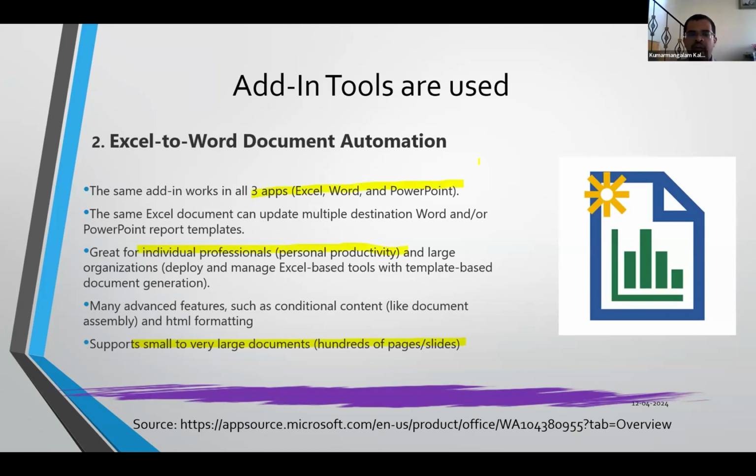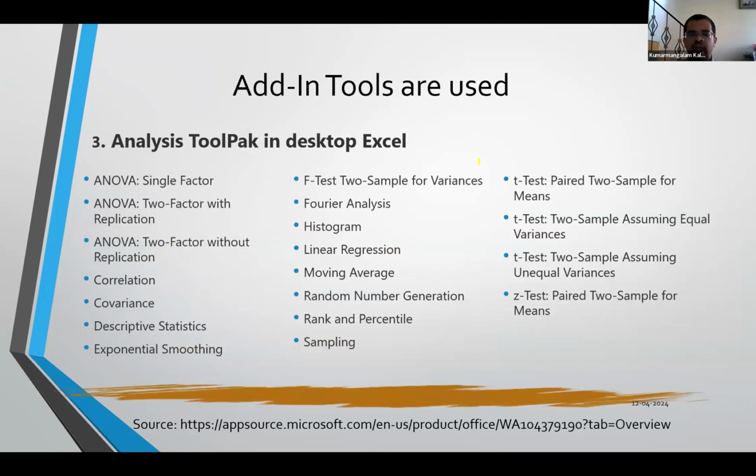Next is the Analysis ToolPak in desktop. It can be added to all Excel versions, from 2007 to the latest version. It is a free add-in by Microsoft itself, and it has various features. We can get linear regression, moving average, random number generator, sampling, which can be used in our day-to-day activities. It is also useful for exponential smoothing. You can get the knowledge from this website.